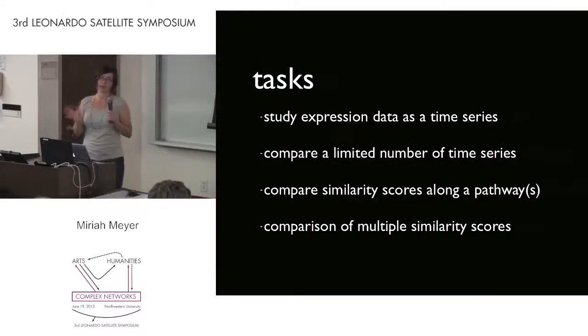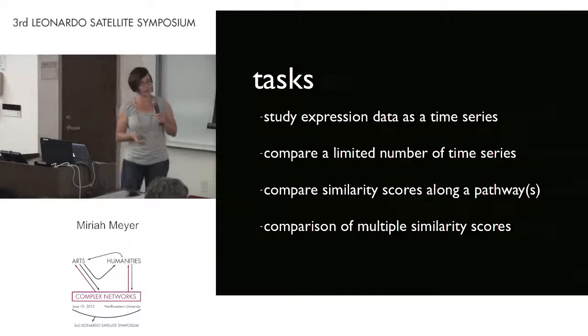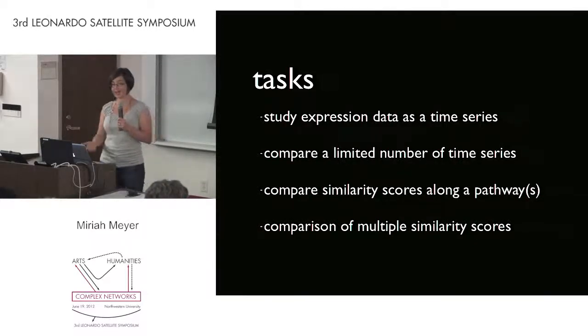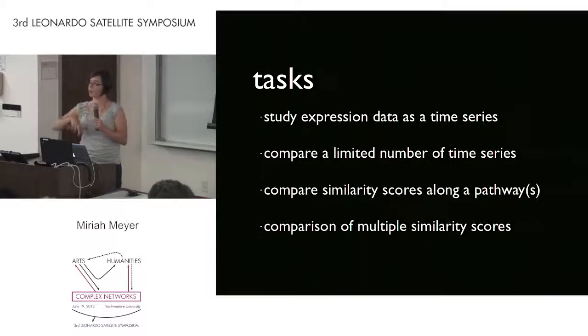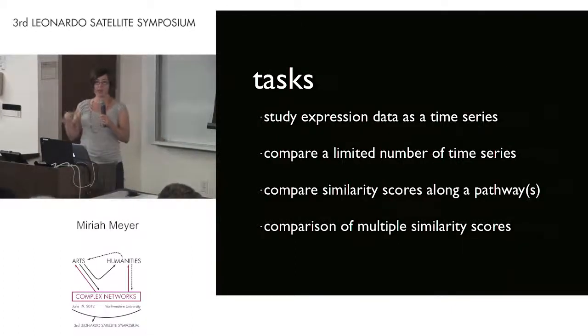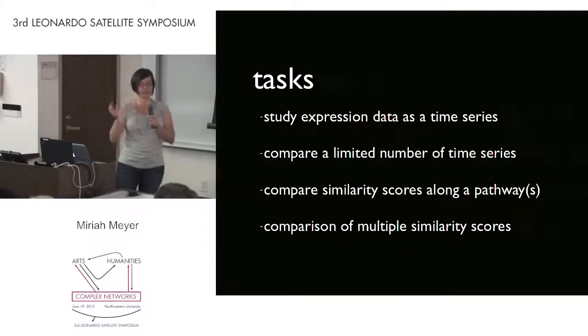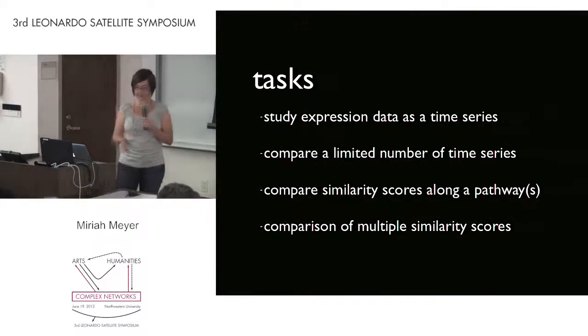So we performed a similar kind of analysis on the tasks that we needed to support. And here I'm just giving you a very high level flavor for what those tasks were. So at a lowest level, they really wanted to study that gene expression data as time series, as opposed to individual values, because they were really interested in the dynamics that were occurring in the cells. At the next level up, they wanted to be able to compare a limited number of time series at once, whether it was for a gene across the species. The next level up, they then wanted to look at similarity scores along the pathways to understand trends about where genes were being expressed similarly across the species in different pathways.